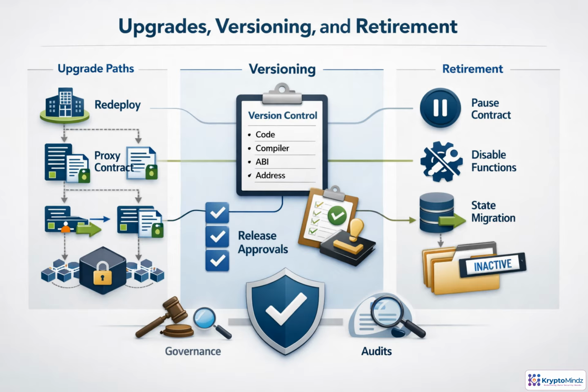Because deployed contracts are immutable, upgrades must be planned before production. Suppose an asset registry version 1 needs new compliance fields. The team might redeploy, use a proxy, or migrate through a dedicated contract. But every choice needs version records: source code, compiler, ABI, address, and approvals. Retirement is also controlled. Old functions may be paused, disabled, or migrated, with inactive records clearly marked. The goal is governance plus auditability, not improvisation.